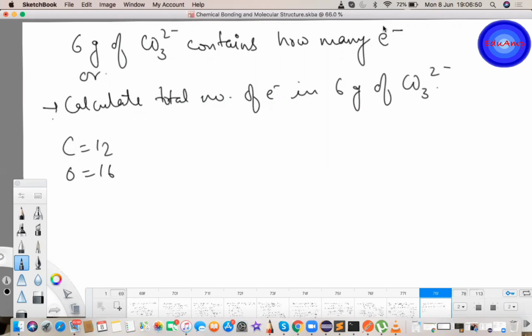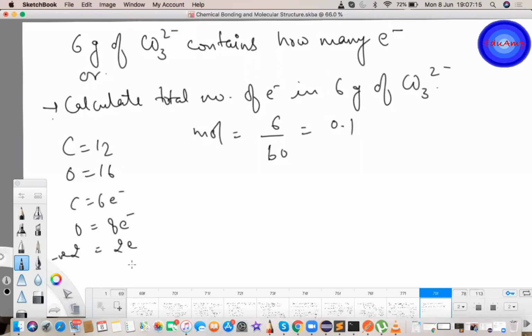Okay, everybody, first tell me what is the moles of 6 gram. Moles is 6 by 60, that is 0.1, right? In carbon there are 6 electrons. In oxygen there are 8 electrons. And for 2 negative charges, there are 2 electrons. So total electrons are 16 electrons. So in one carbonate ion, there are 16 electrons.